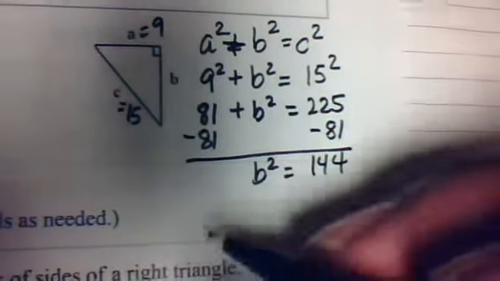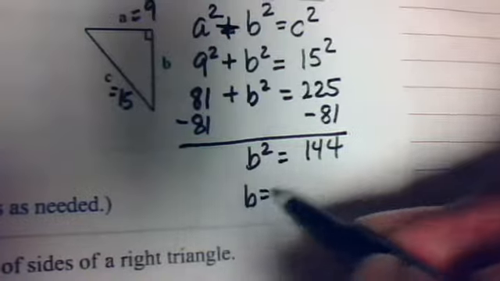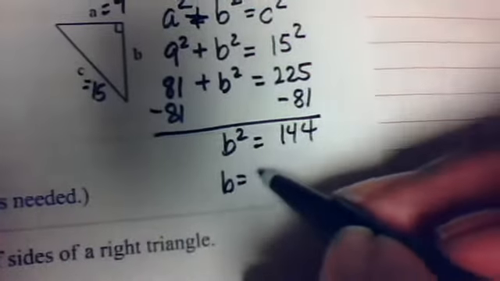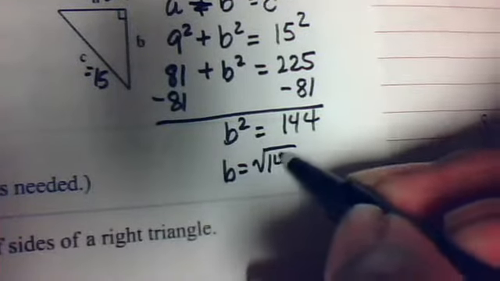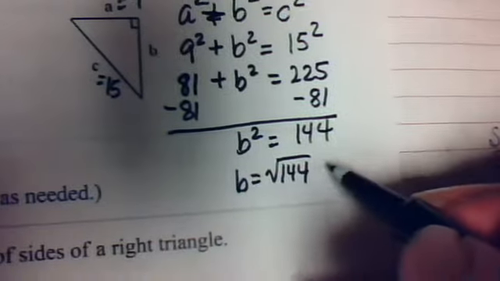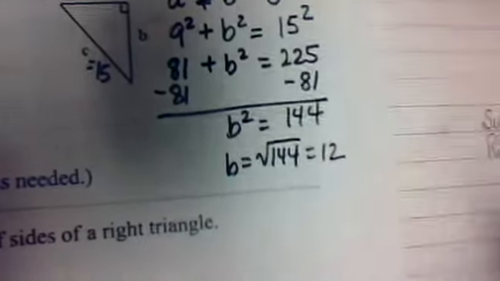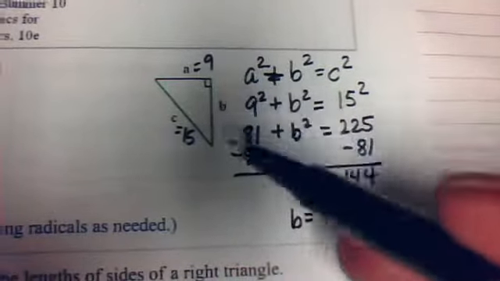Now to find out what the length of b is, the opposite of squaring something is taking the square root. So we have to take the square root of 144 to get 12, which is what the length of b is going to be here. So here, the length of that third side is 12.